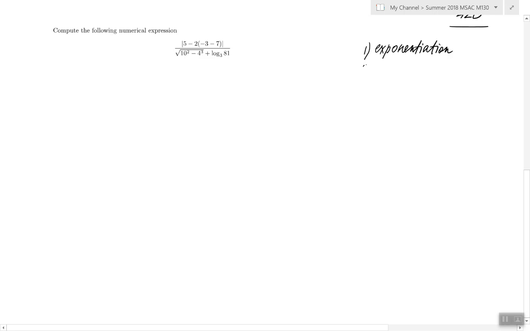Then if there is no exponentiation, we perform multiplication and division in the order they appear from the left to the right. Then if there is no multiplication, division, nor exponentiation, we do addition, subtraction, again in the order that they appear from the left to the right.